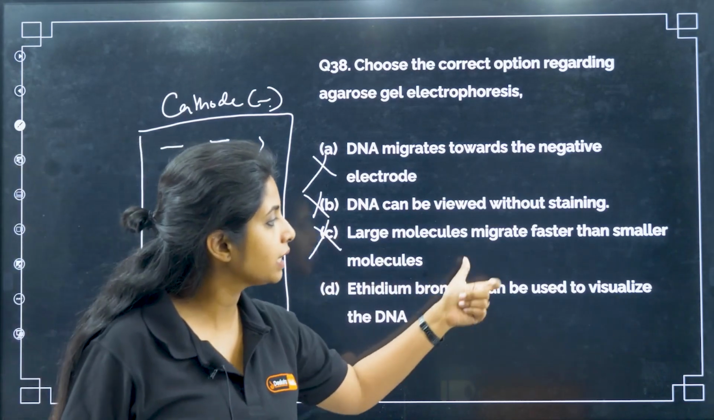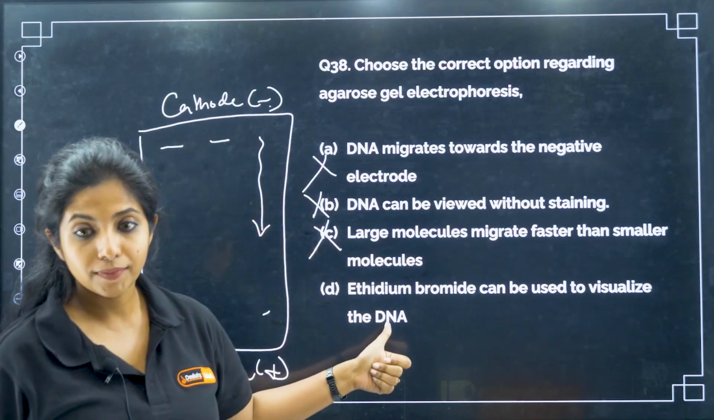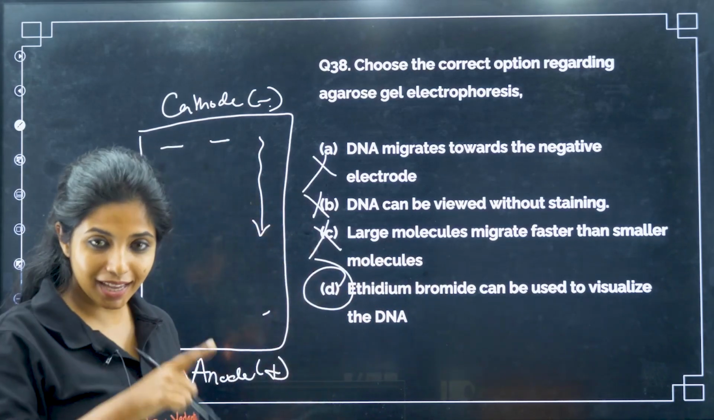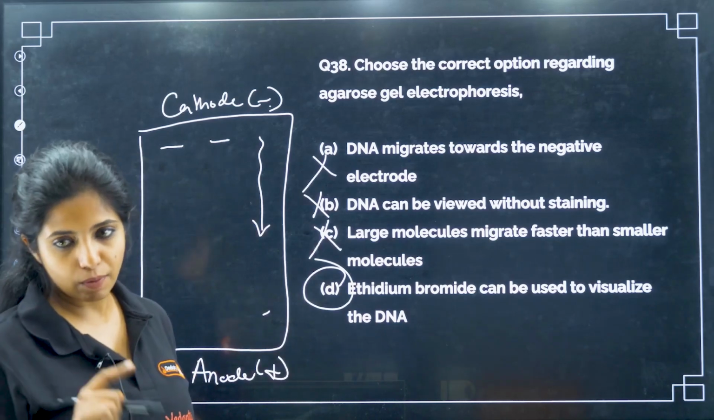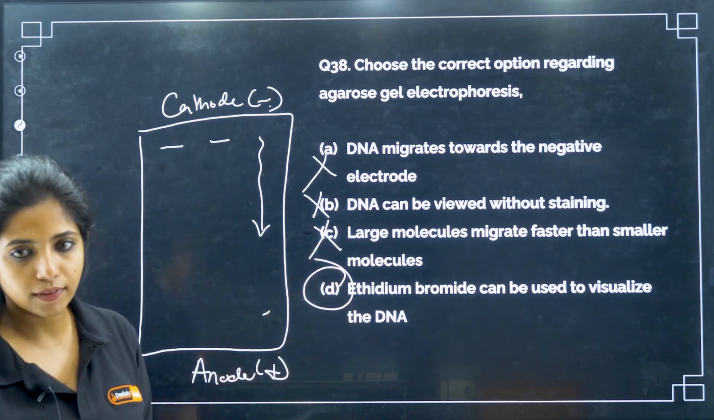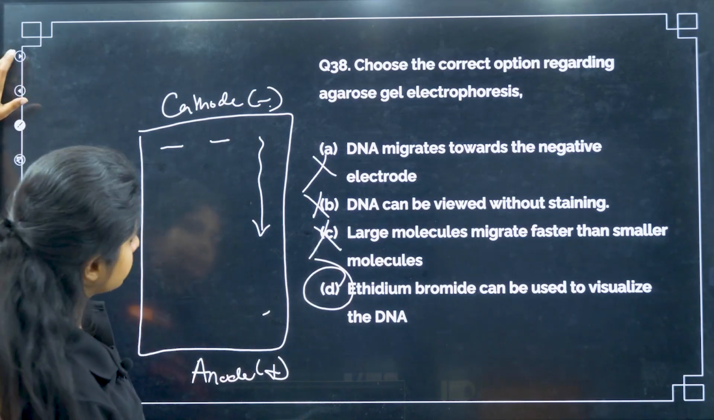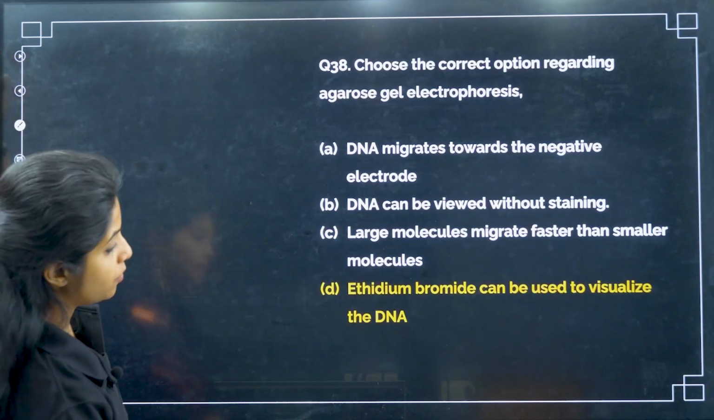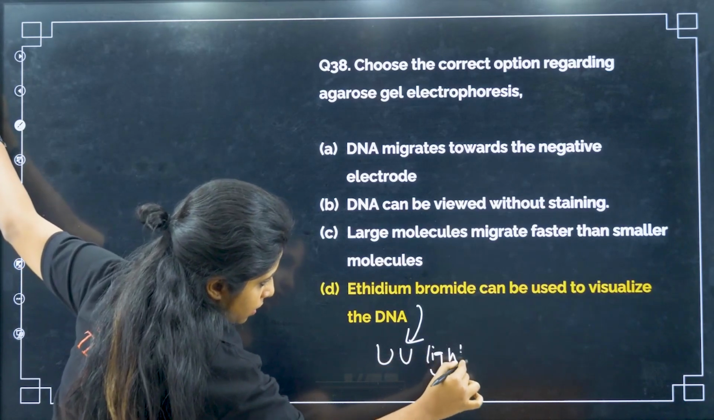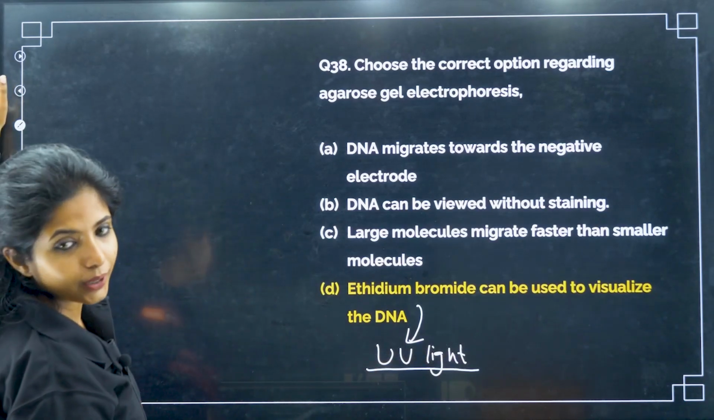Now, ethidium bromide can be used to visualize the DNA. Yes, ethidium bromide can be used to visualize the DNA, but then you need UV light also. Always remember. So I'll say this is the comparatively correct option that we have. Please remember, you need UV light. You need UV light.